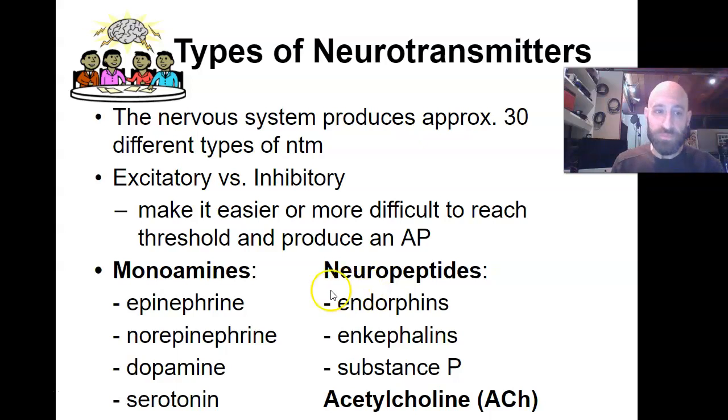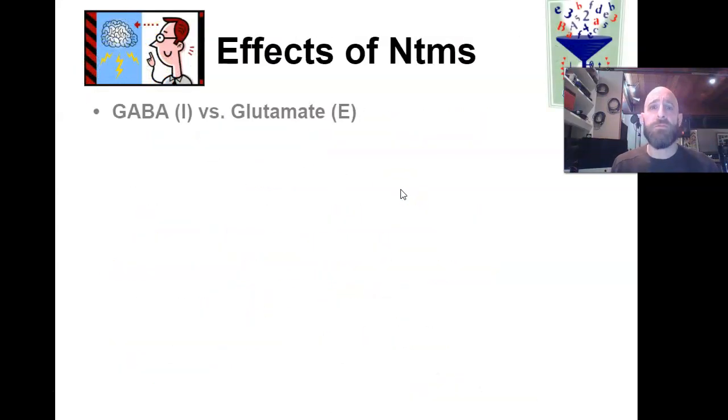It is pretty cool. So let's just run through a couple of these more common ones. The first ones are called GABA and glutamate. These are the two most abundant neurotransmitters in the brain. I'm not going to talk too much about them, but just know those are the two most abundant. GABA is inhibitory and glutamate is excitatory.